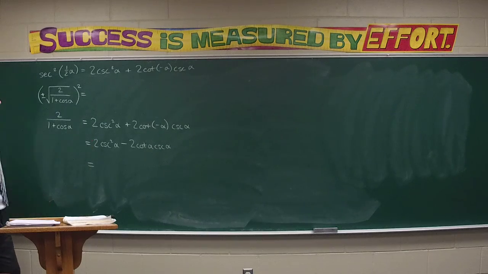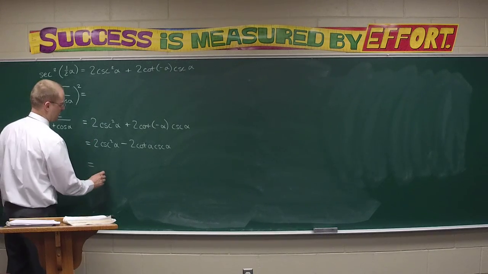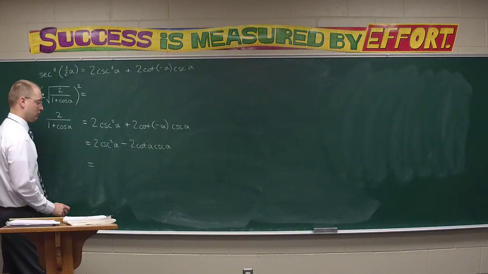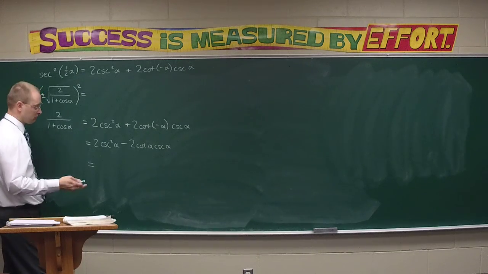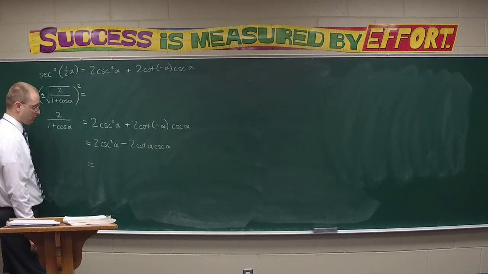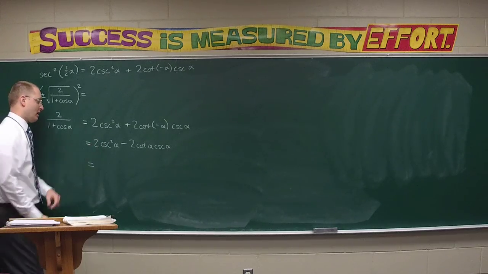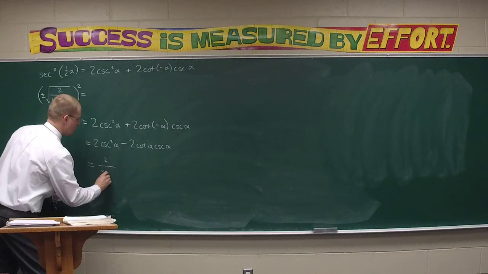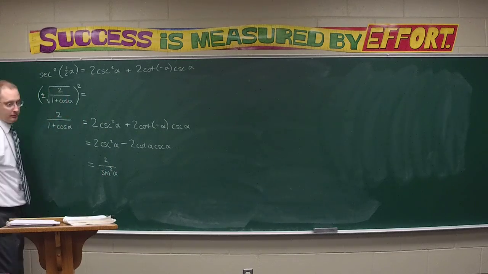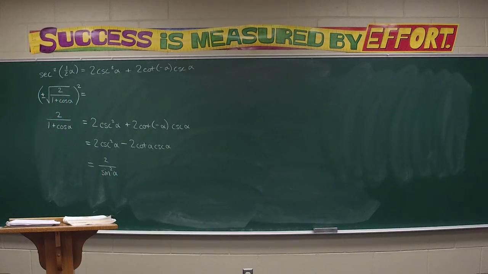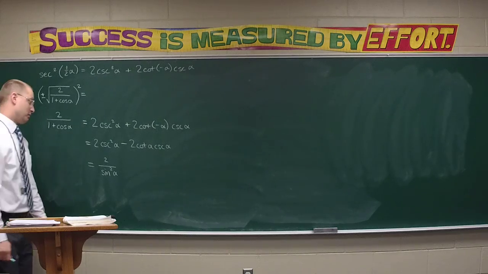So 2 cosecant squared alpha could be written as 2 over 1 over sine, all over sine squared. All right, there we go. Put the 2 over sine squared alpha. Don't lose the little square. That's very important. That's a lot of points. It will be in the long run.